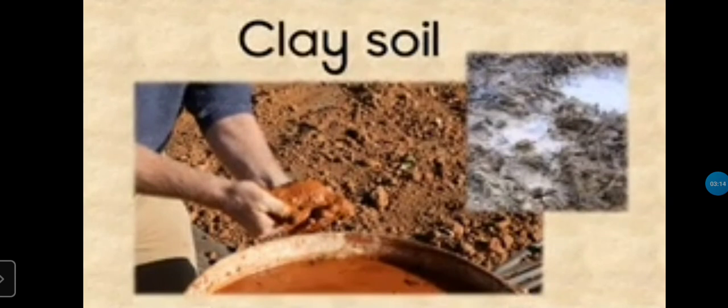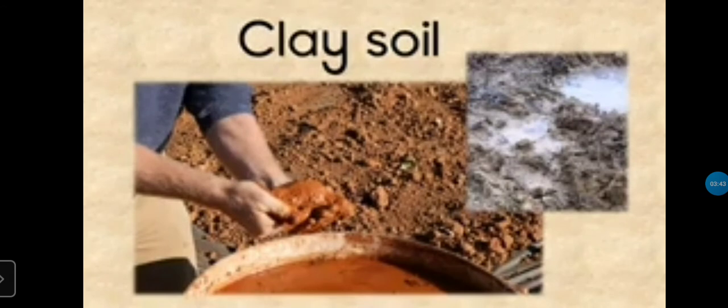Now we are going to learn about clay soil. Some soil feels like clay. When you wet this kind of yellowish soil, it sticks together. You can make toys using this clay soil. When it rains, clay holds water for a long period of time. Plants also grow well in clay soil. The important thing is plants grow well in clay soil.